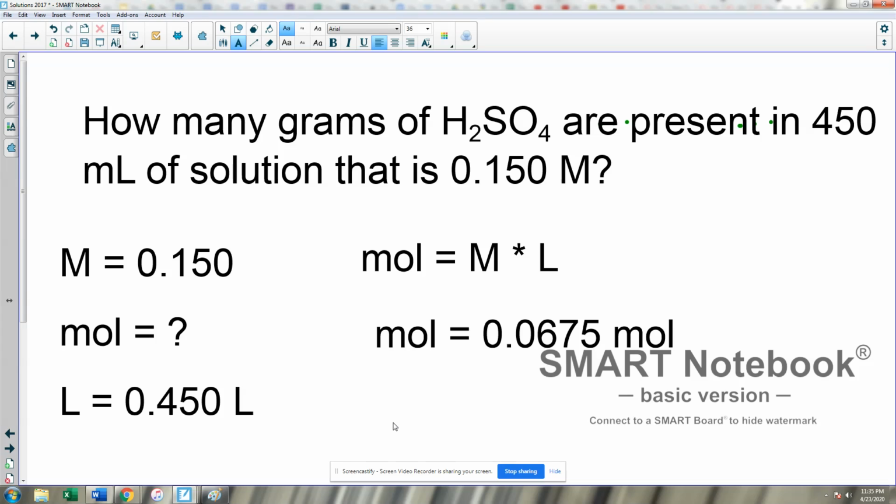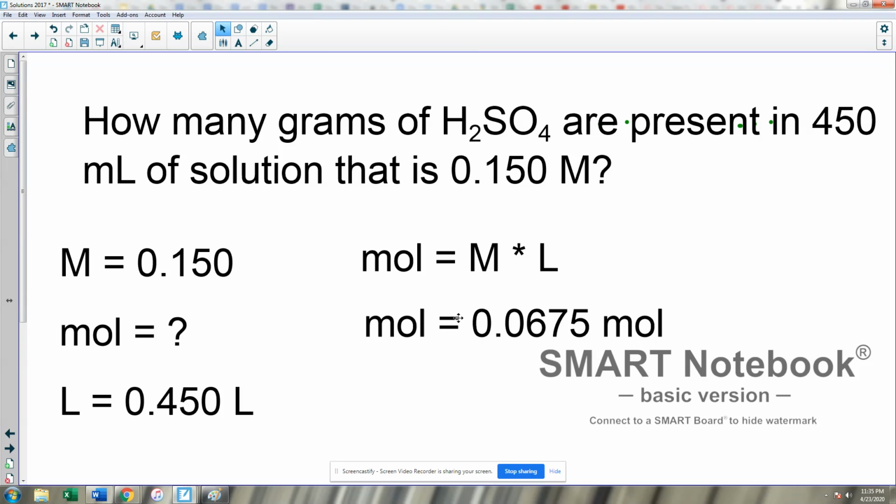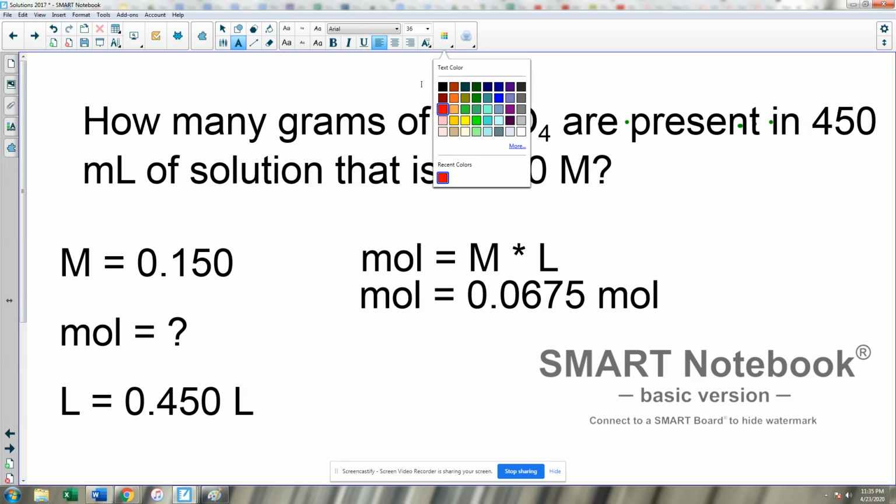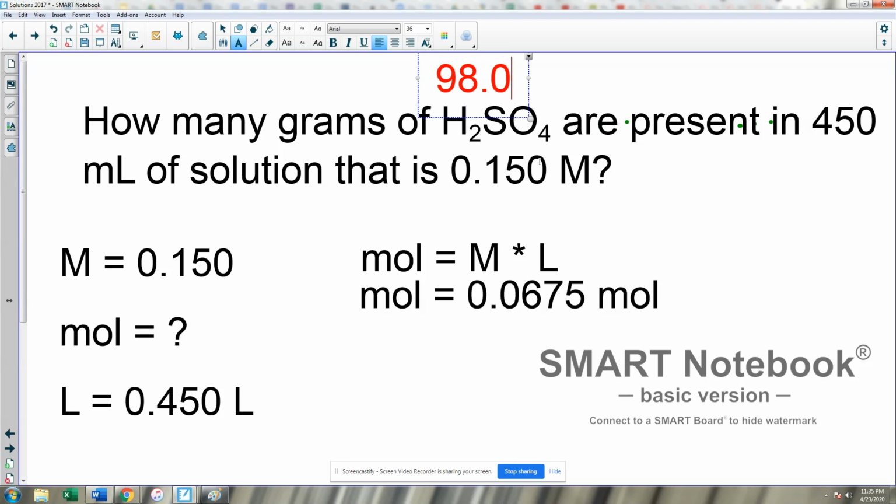But that's not what the question is asking for. The question doesn't want to know how many moles of H2SO4 we have. It wants to know how many grams of H2SO4. So we have to convert moles to grams here. So we're going to have to use this number of moles, but we're going to need to know the molar mass of this. So you have to add up 2 hydrogens, a sulfur, and 4 oxygens. This is one I know kind of off the top of my head because we work with it all the time. So this comes out to 98.08 is the molar mass of H2SO4.